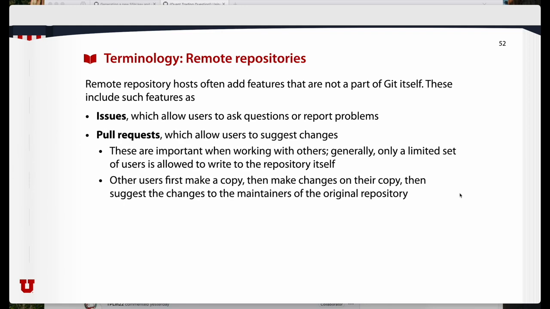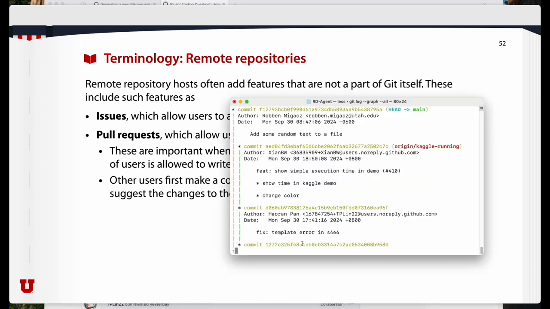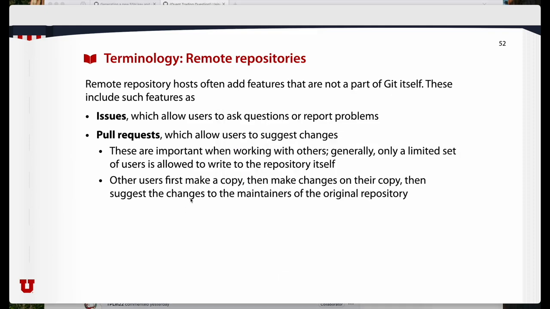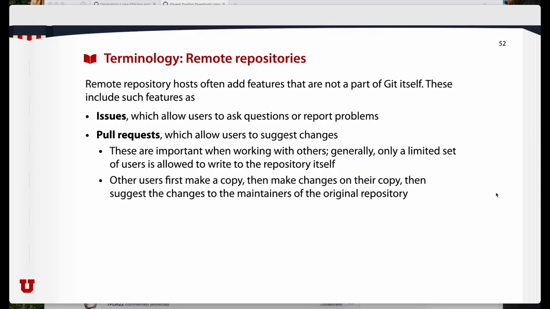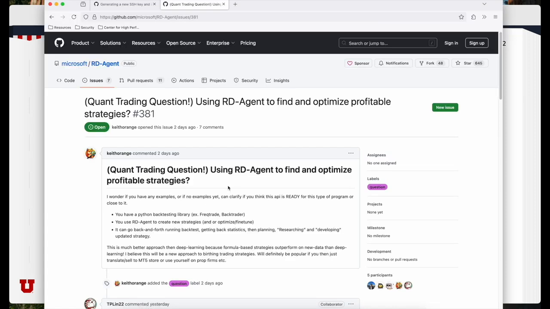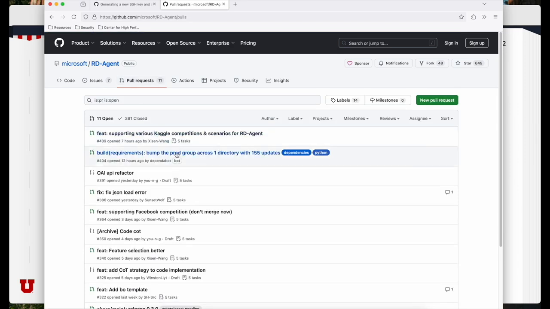Remote repositories also have pull requests, which allow users to suggest changes. So as I mentioned, I couldn't just push my changes to this random Microsoft repository that I found, for security reasons, of course. But I could make a copy of it, which is what's called a fork. And so then I have a copy of this remote repository associated with my account on the host, like GitHub or GitLab. And I could write to that, of course. And then I could submit what's called a pull request to the original repository, which is basically saying, here are some changes that I'd like you to merge. Please look into this and then merge them if you see fit, right?